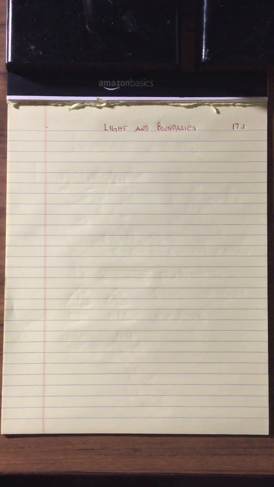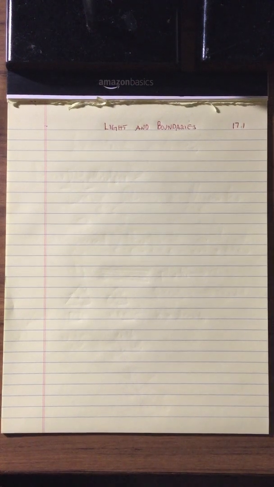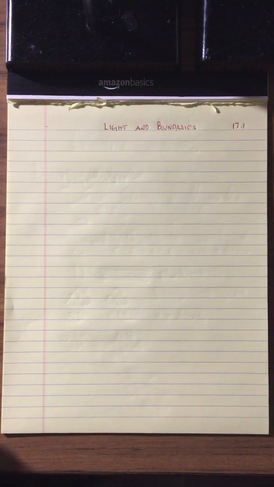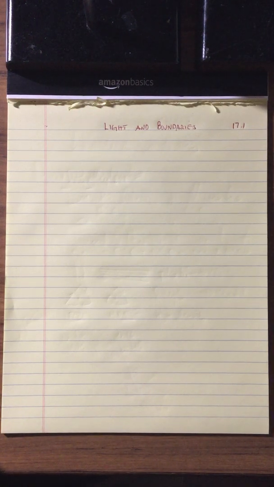So today we're going to be looking at concepts of light and boundaries. How does light reflect off of surfaces, and how does light travel through surfaces? So we're going to be taking a look at concepts of reflection, and we're also going to be taking a look at the bending of light that takes place inside different materials, and that, of course, is called refraction. So this is section 17.1.